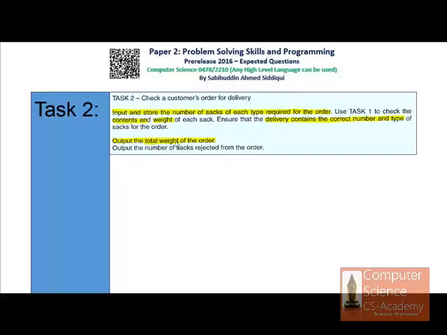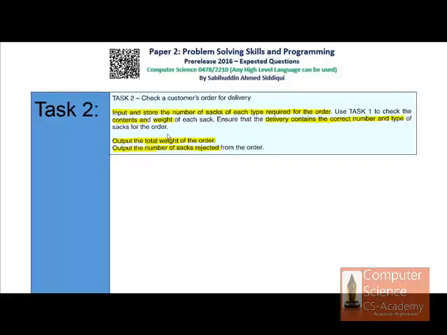Now coming to the second line, that is output the number of sacks rejected, and here you will have to report the number of sacks being rejected from the order. Let's suppose the order was not according to the correct weight, so the order must be rejected. This way you have to calculate for Task 2, and Task 2 will carry forward to Task 3.